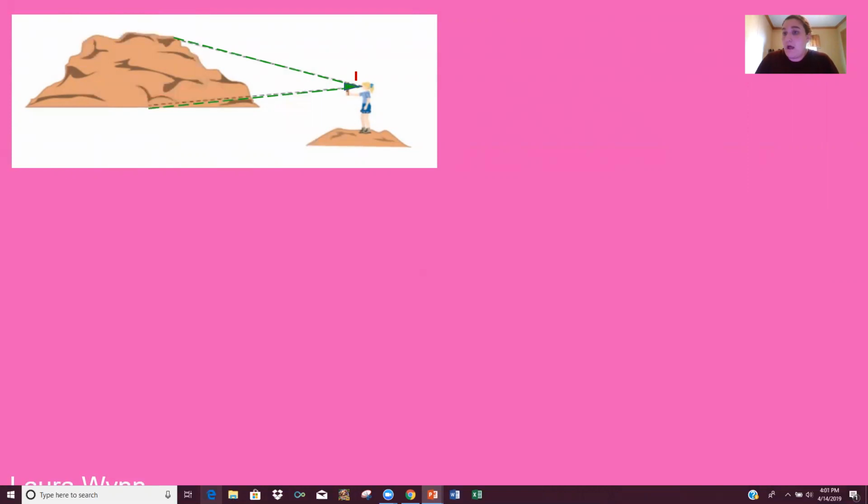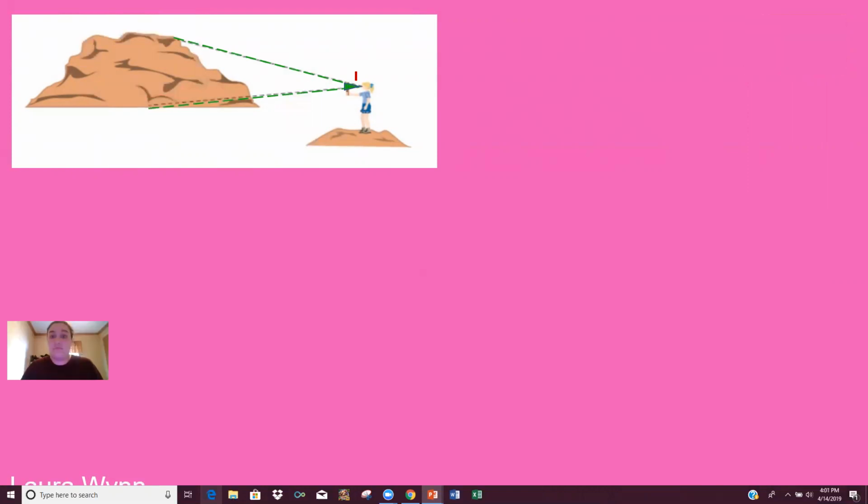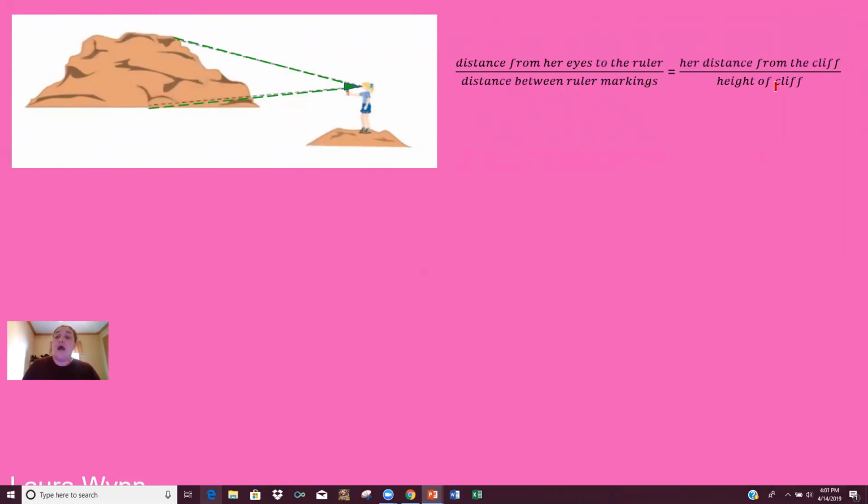Now to do that, I have worked up a formula for us. We're going to do the distance from her eyes to the ruler over the distance between ruler markings, which is going to equal her distance from the cliff over the height of the cliff. So let's plug in what we know. We don't know the height of the cliff, but we know that she was a 1/4 mile from the cliff. We know the distance between the ruler markings was 1.5 inches. And we know that the ruler was 2 feet from her eyes.